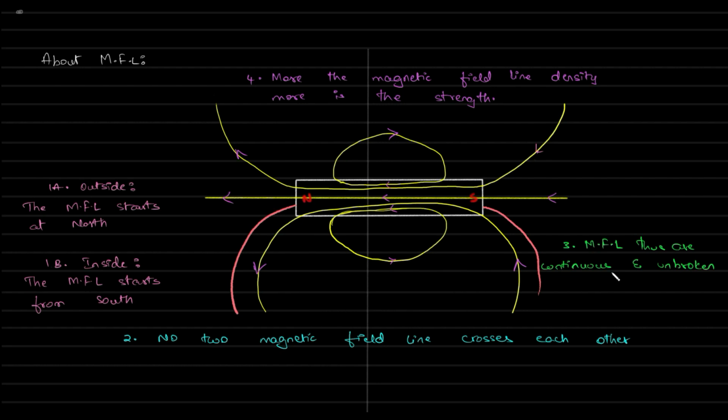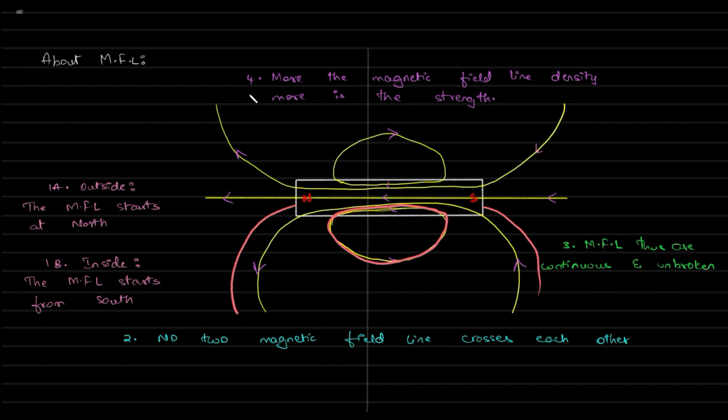So combining all of this, we have the third point, that is, magnetic field lines are continuous and unbroken. Outside, it starts from north and ends at south. Inside, it starts from south and ends at north. And since no two magnetic field lines are crossing each other, given a magnetic field line, it will go one, not a circle actually. I was about to say a circle. It'll just complete a loop. So it's always continuous and unbroken.